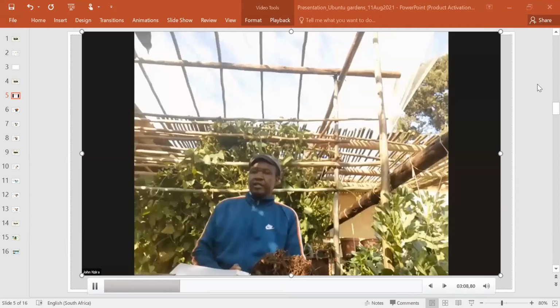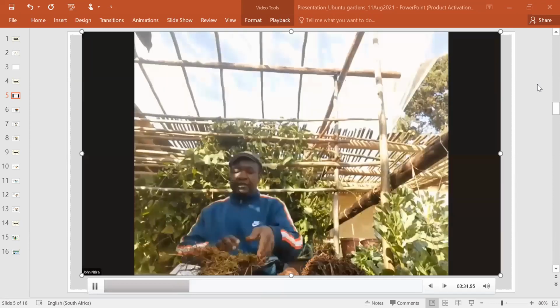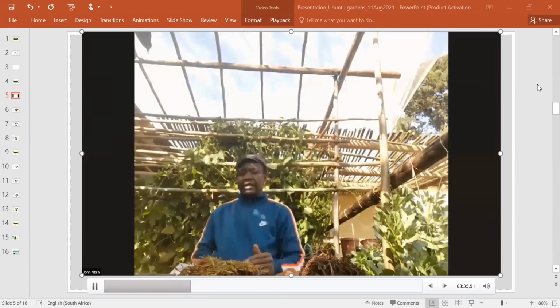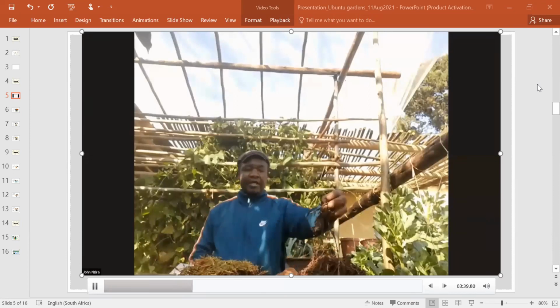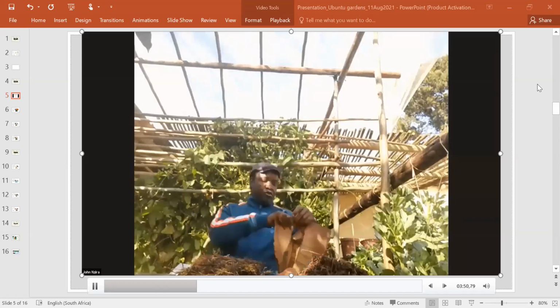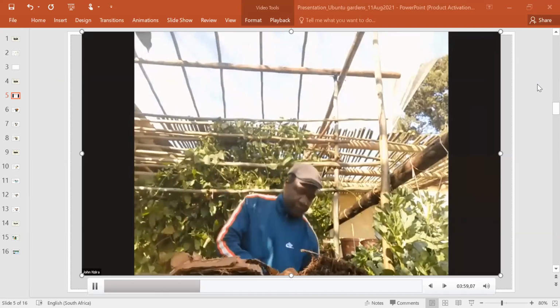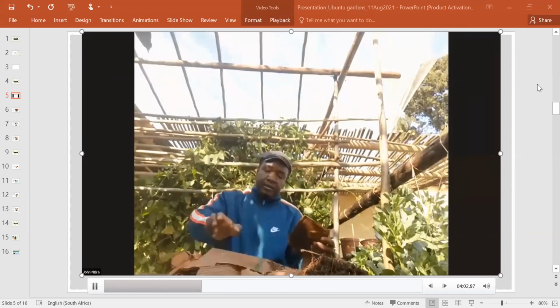The other method we can do is to practice what we call zero tillage. Zero tillage or sheet mulching is a method that helps in improving the soil. The sheet mulching is a method that is very easy. For example, you have lots of grass in your garden. When you have grass like this, you cut on the edge, and then you apply manure on top, and then you cover the manure with cardboxes or newspaper. So you cover the manure and the grass with newspaper, and make sure on the edge the grass is not growing.